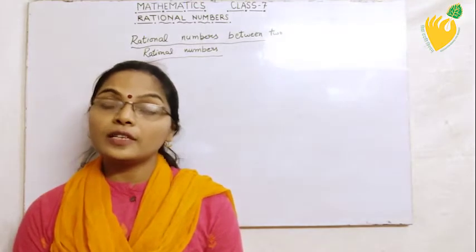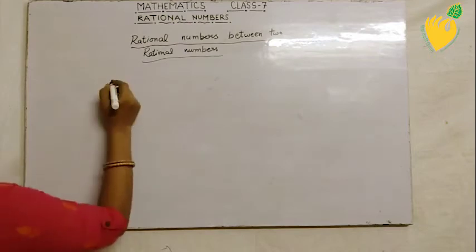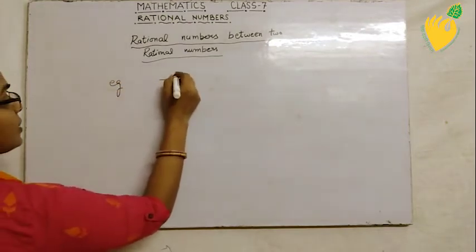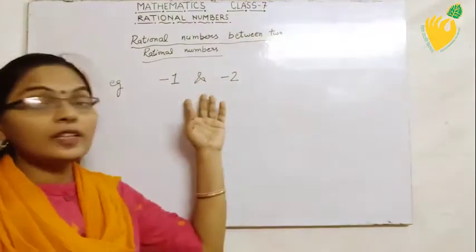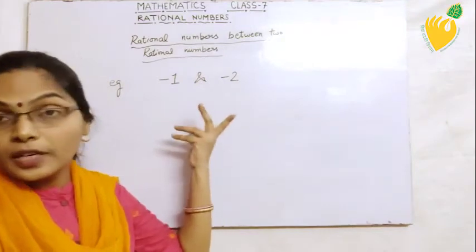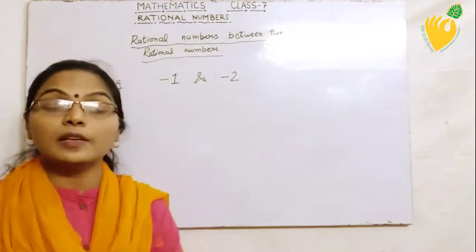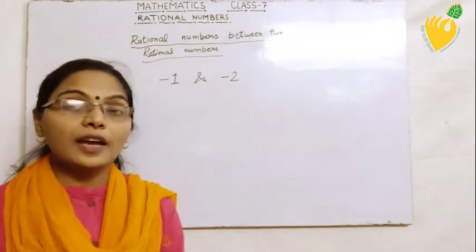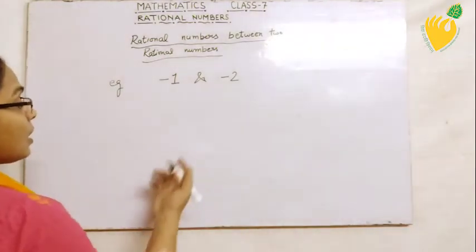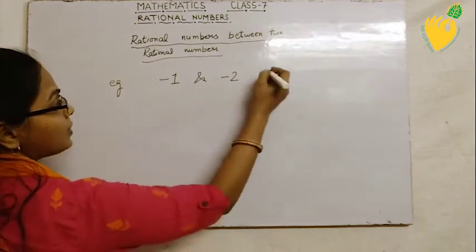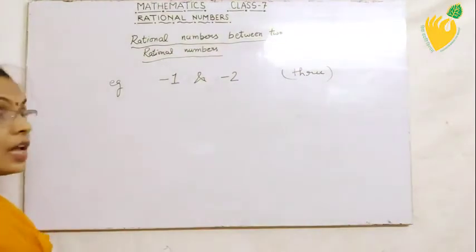Students, now let's learn to find rational numbers between two given rational numbers. Let's take an example. Find 3 rational numbers between -1 and -2. If I ask you to find the integers between these two numbers, then there is no integer between -1 and -2. But if I ask you to find the rational numbers, how many rational numbers are there between these two? Students, there are infinitely many rational numbers between these two. So students, what will you do? You have to find, suppose, 3 rational numbers. How many? 3 rational numbers.